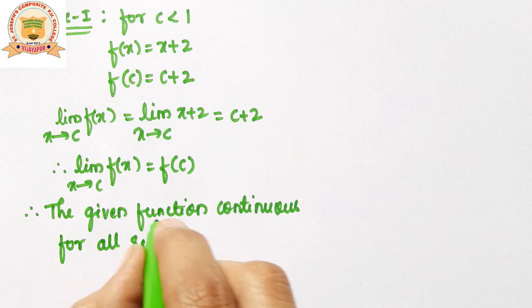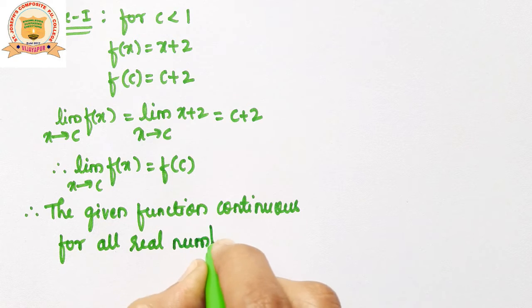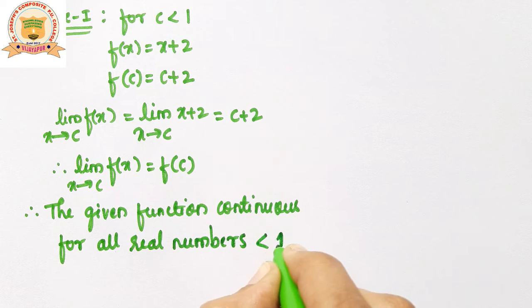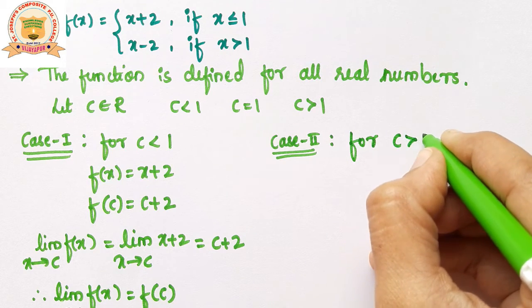Therefore, the given function is continuous for all real numbers less than 1. This is case 1. Next we have case 2, for c greater than 1.